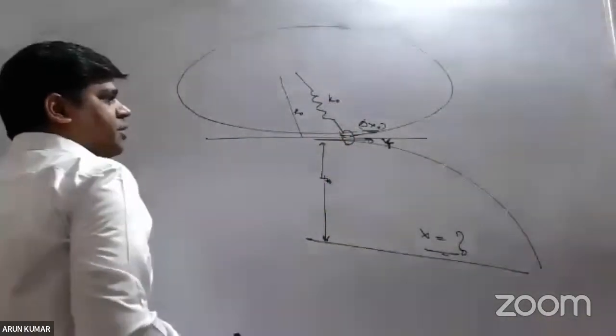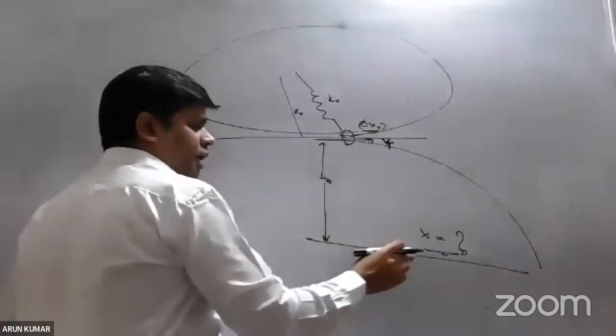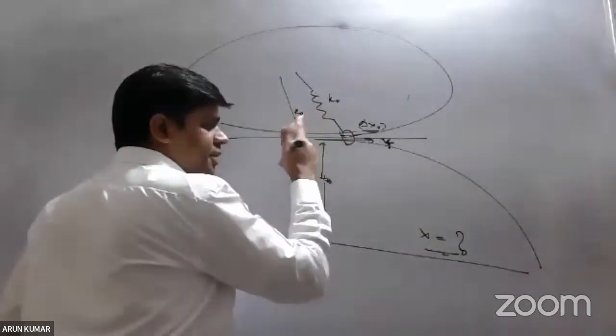This is k naught. Delta x naught is extension in the spring. I have to find out x where the particle lands. The moment I cut it, where it lands.